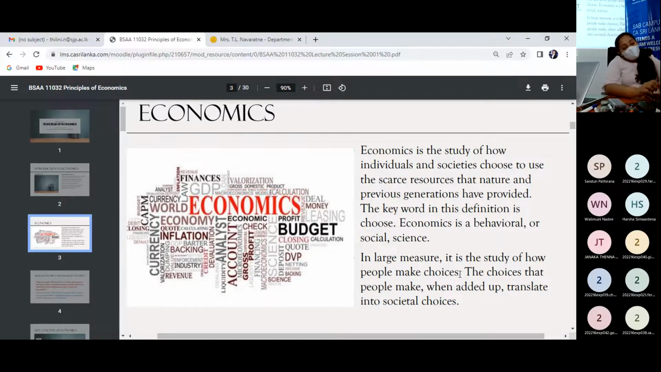Nowadays, we also commonly call it behavioral science. That is why we have behavioral economics. So the choices that you as individuals, as families make get converted into societal choices, which is what we are going to study in economics.